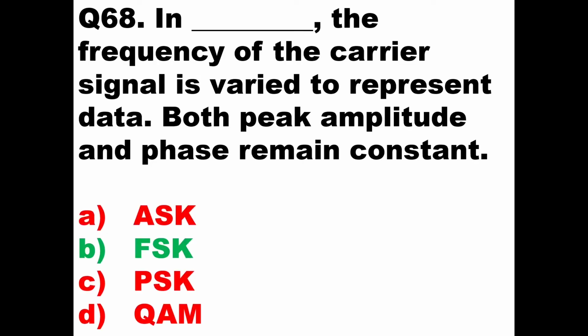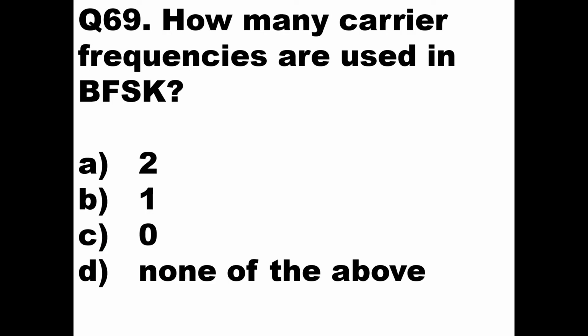So here the answer should be BFSK. The frequency of the carrier is varied according to the information data to represent the binary 1 and 0. Okay. Then we'll go to the next question.